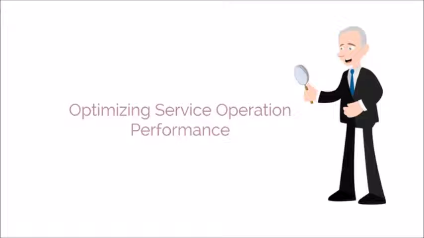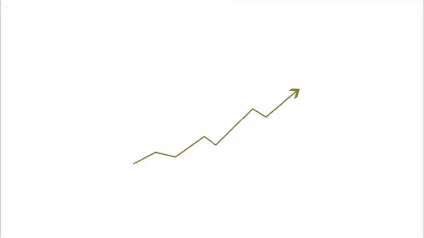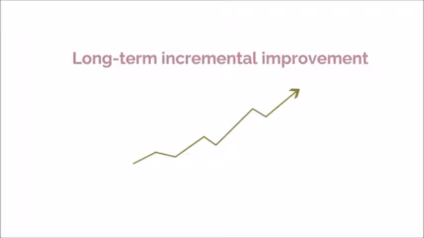So let's look at how we might achieve this optimization during this stage of the life cycle. Optimizing service operation can be achieved a couple different ways. One, we can work towards long-term incremental improvement. With this method of optimization, we will monitor and assess the performance and results of all service operation processes, functions, technologies, and outputs over a period of time. That information will then be analyzed to determine whether changes or improvements are necessary.